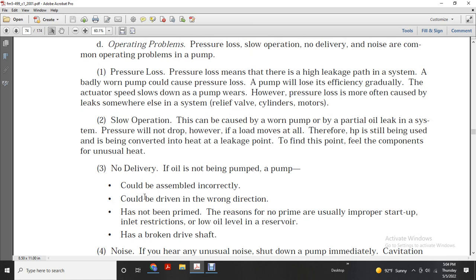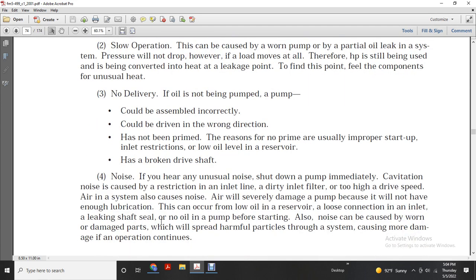No delivery. If the oil is not being pumped, the pump could be assembled incorrectly, could be driven in the wrong direction, or has not been primed. The reason for no priming is usually improper startup, restriction of the inlet, low oil level in the reservoir, or a broken drive shaft.